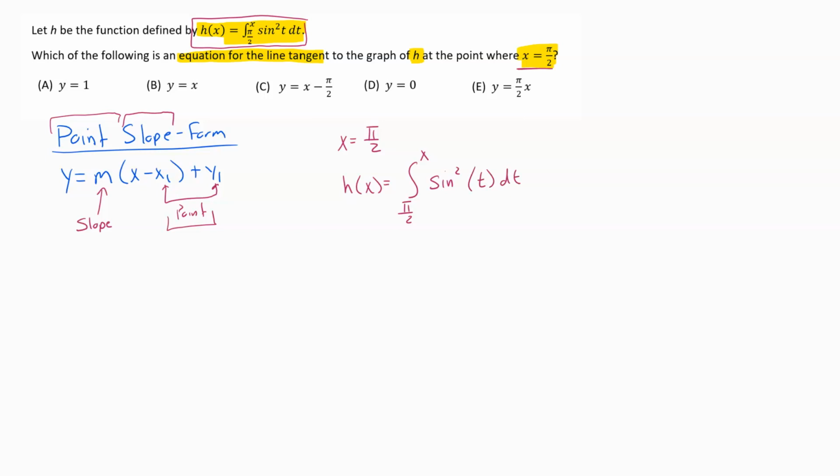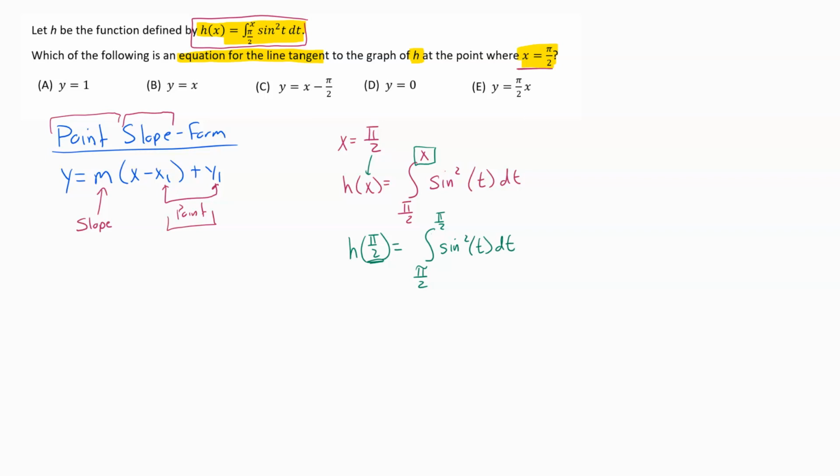Well, this is function notation, and even though it's a funky integral, function notation always works the same, right? So if I want to plug in pi over 2 for x right here, then function notation says wherever I see an x in my equation, I'm going to replace it with that same value. So the x is one of the bounds on the integral. So if I replace this, this becomes the integral from pi over 2 to pi over 2 of sine squared t dt. And from there, we can quickly get the answer.